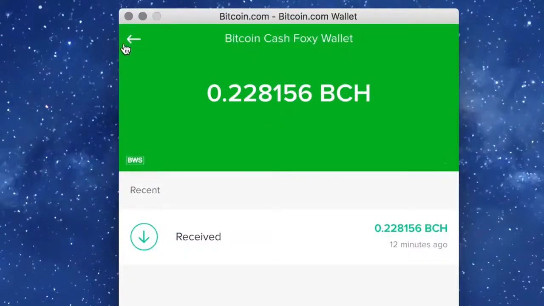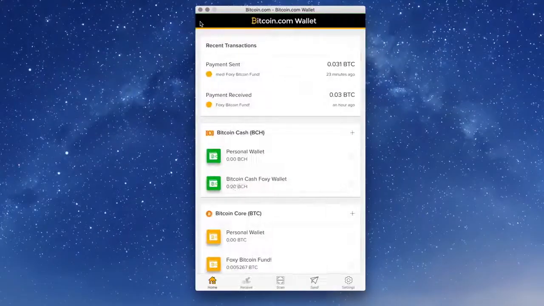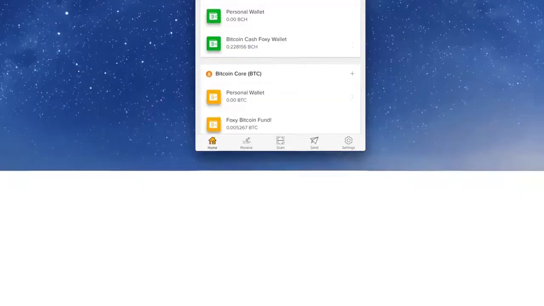That's how you can easily exchange Bitcoin Core and Bitcoin Cash with your Bitcoin.com wallet in a few clicks of a button via the Shapeshift API.